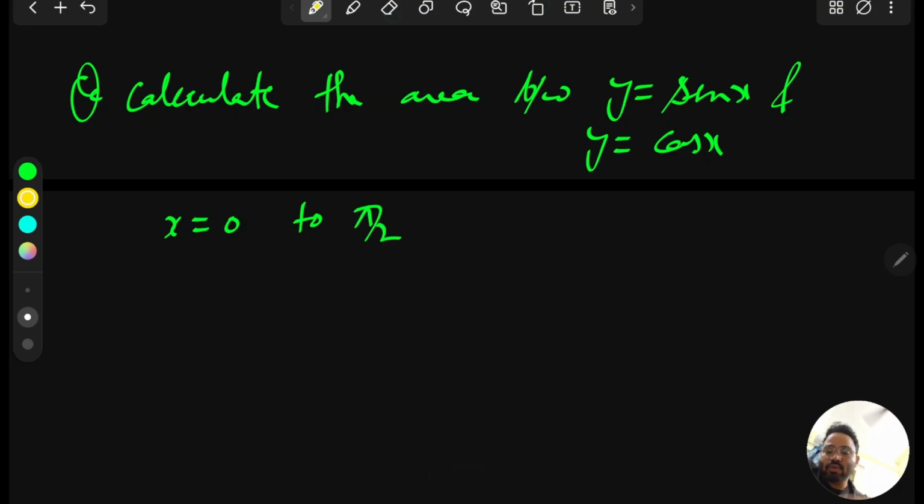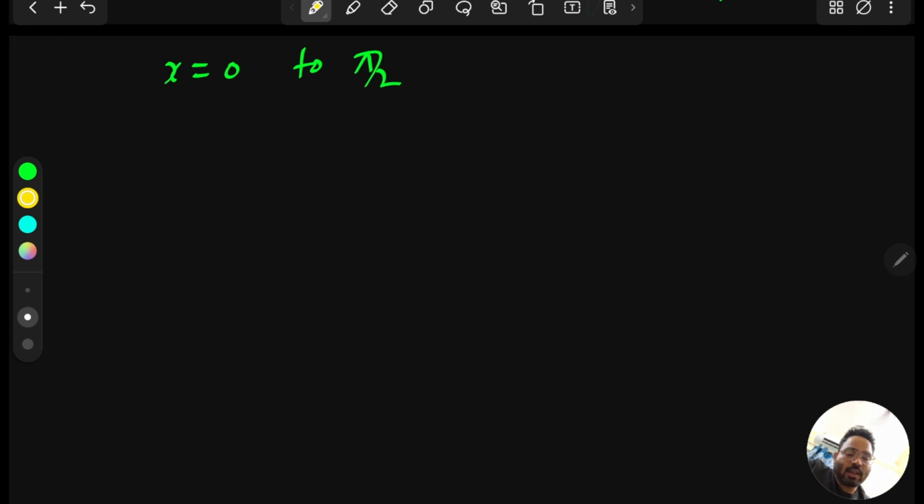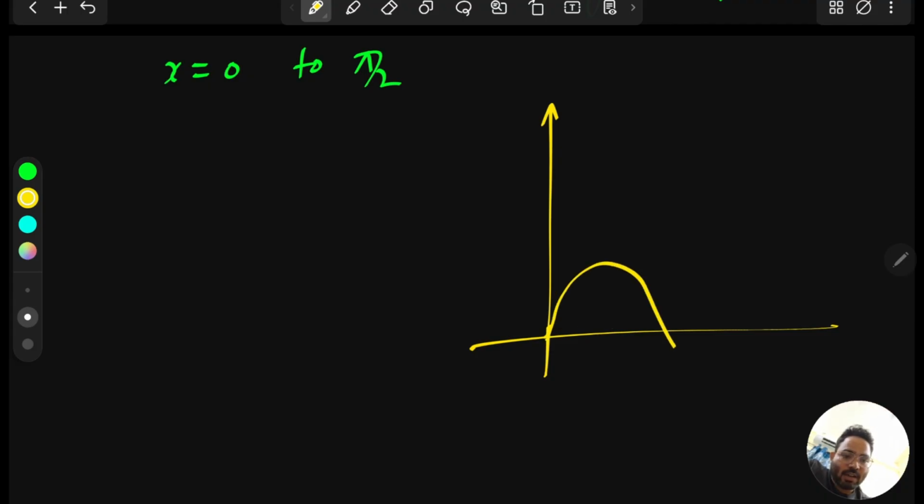First of all, if you want to find the area, you have to know the graph of the curves. That's why you have to learn how to draw the graph. We already know the graph of sin x. Sin x is passing through the origin, and goes like this. This is the graph of sin x. At 0, sin is 0, and after this sin is 0 at pi, and after that at 2 pi.